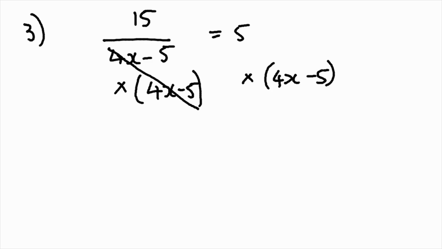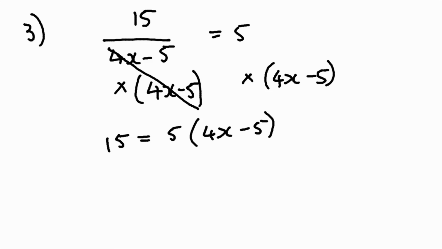These cancel out on the left-hand side, leaving us with just 15. And this equals 5 multiplied by 4x minus 5. Now here, we could write a little times by in there, but we don't have to. Because in mathematics, when we have a number next to a bracket, it's inferred that it means times by.